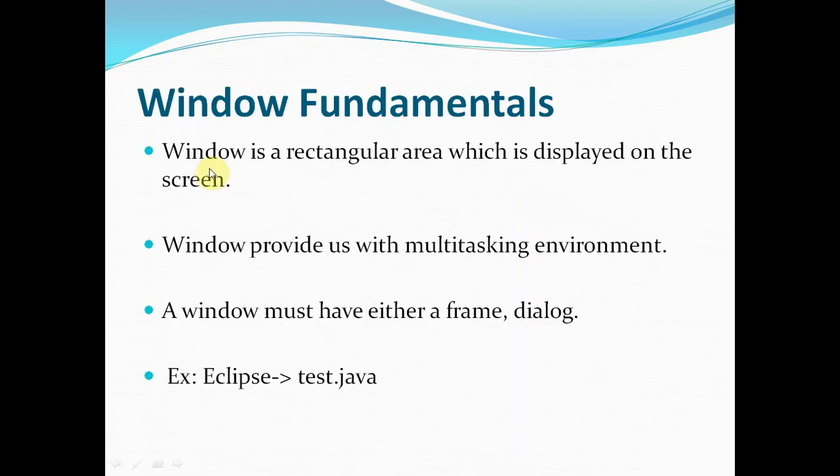First we will discuss window fundamentals. A window is a rectangular area which is displayed on the screen. Already in the first slide I showed one window that contains some GUI components. That is one rectangular area that contains some components. Window provides us with a multitasking environment. That means it allows the user to perform some activities. A window must have either a frame or dialog.